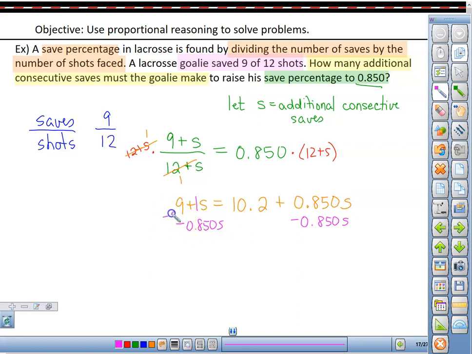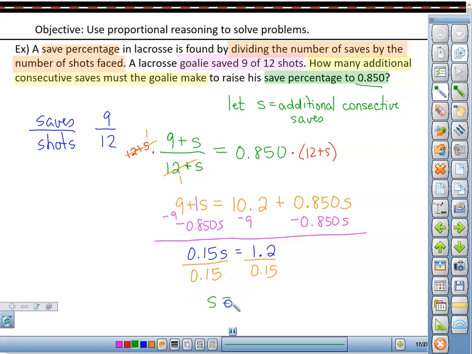And then I'm also going to subtract the 9 to move my numbers to the other side of the equal sign. So I have my 1 minus my 0.85 will be 0.15 times S, and this will be 1.2. Then we're going to divide both sides by our 0.15. And that is going to give us S is, in this case, an exact value of 8. So these are these 8 additional saves.